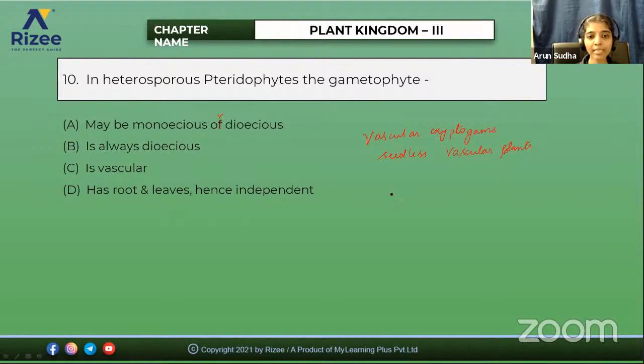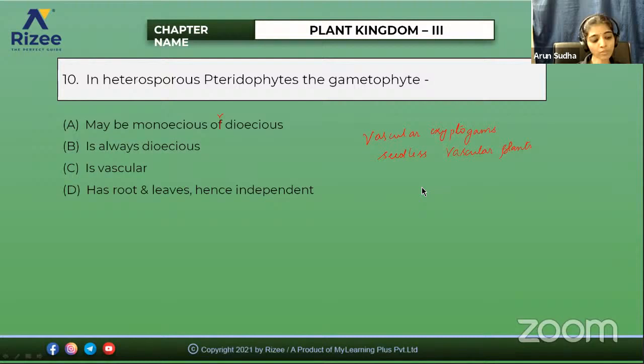Why are we saying it is seedless vascular plants? Vascular plants include pteridophytes, gymnosperms, and angiosperms. But the seedless vascular plant is the pteridophyte, because gymnosperms and angiosperms have seeds. So pteridophyte is the correct option. Option B is correct. Okay, so pteridophytes are vascular cryptogams and also seedless vascular plants. Then we'll go to the next question.